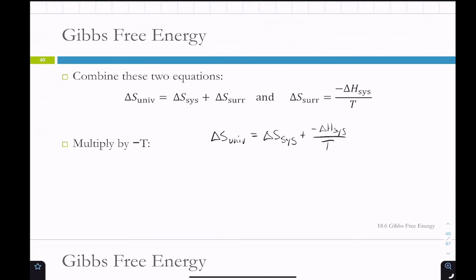And then if we take this one step further, we can get an equation that'll give us, as the title hints, an equation for Gibbs free energy. So multiplying both sides by negative T, we'll get negative T delta S of the universe equals negative T times the delta S of the system, and then plus delta H of the system, because that negative T there will cancel out and also cancel the negative.